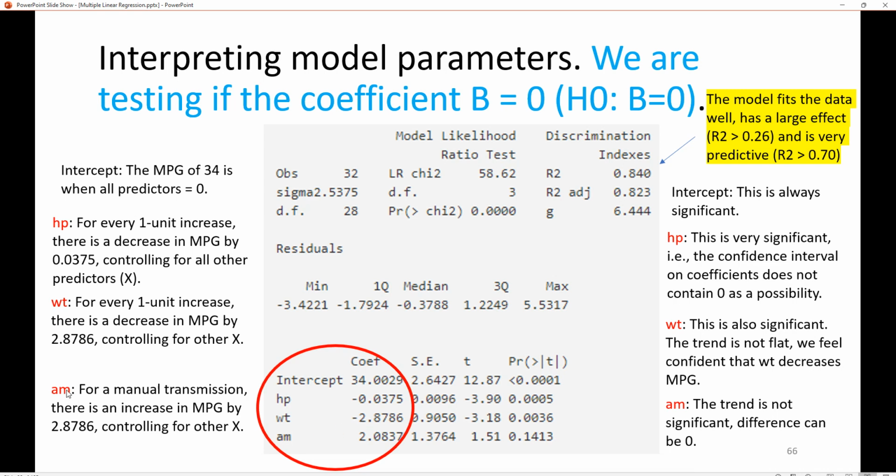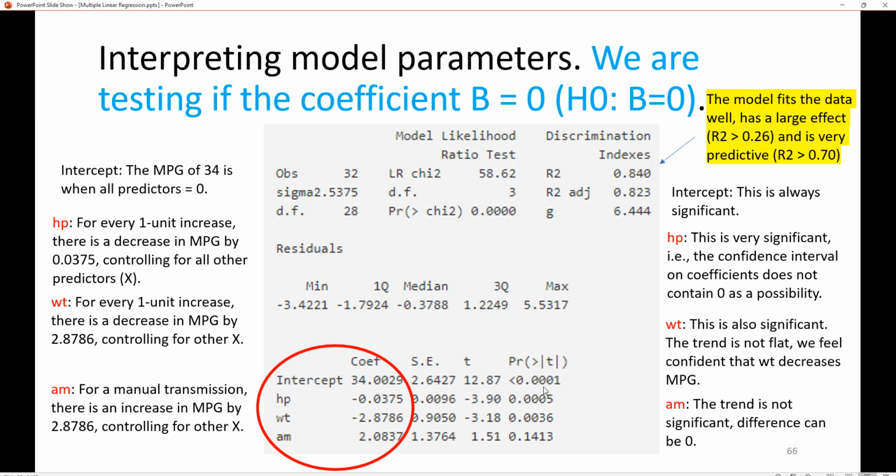And for automatic or manual transmissions, for a manual transmission, there is an increase in miles per gallon by 2.8. Oh, that is a mistake. It should be 2.0837. I have a typo there, controlling for other predictors. So that positive value of 2.08 indicates that as we go from an automatic to manual transmission, we tend to see higher miles per gallon.